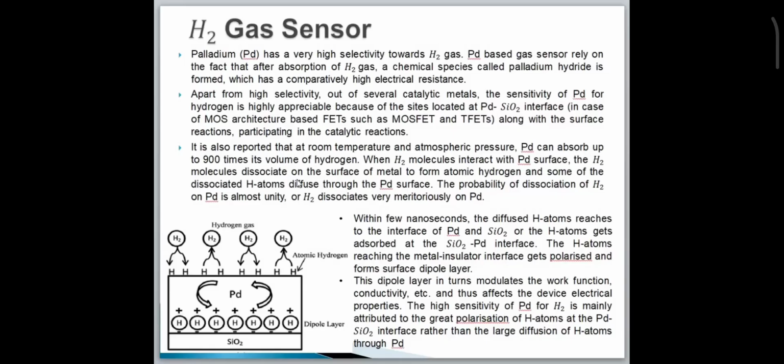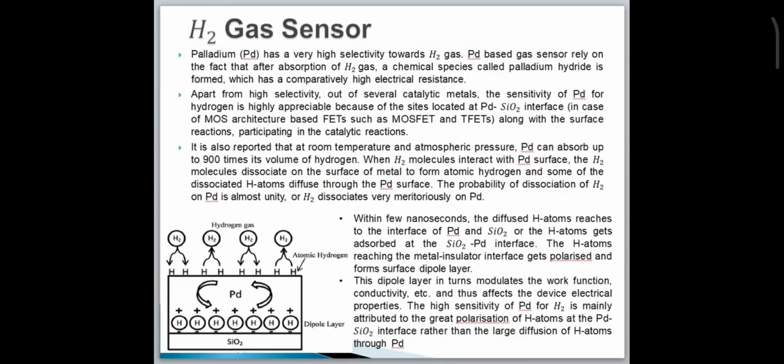Second point, apart from high selectivity, out of several catalytic metals, the sensitivity of Pd for hydrogen is highly appreciable because of the sites located at the Pd-SiO2 interface in case of MOS architecture and TFET architecture, along with the surface reaction participating in the catalytic reaction. Only in case of FET or TFET devices, you will obtain Pd-SiO2, palladium hydride at the interface of the gate channel.